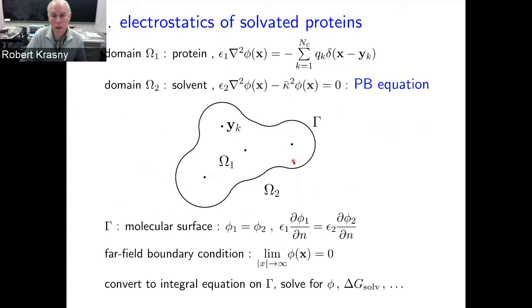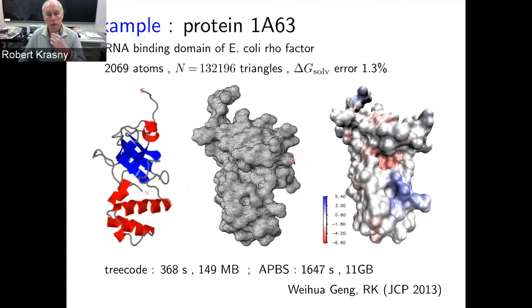Here is an example. This is protein 1A63. It's the RNA binding domain of E. coli Rho factor. It's got 2,069 atoms. Here's a schematic of it. We triangulate the molecular surface, in this case with 132,000 triangles. We solve for the electrostatic solvation energy. With this number of triangles, we can get error at 1.3%.